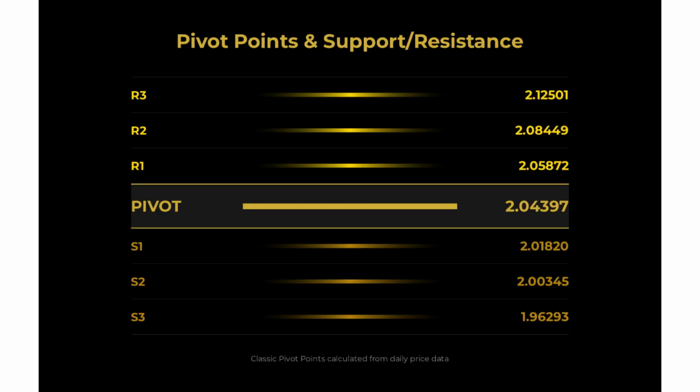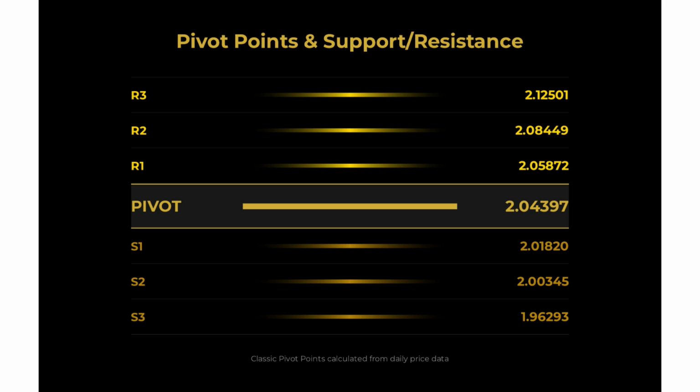Understanding key support and resistance levels is crucial for trading GBPAUD effectively. Using classic pivot point calculations from daily price data, we have 3 resistance levels and 3 support levels. Starting from the top, R3 resistance sits at 2.12501, R2 at 2.08449, and R1 at 2.05872. The central pivot point is positioned at 2.04397, serving as the key reference level.